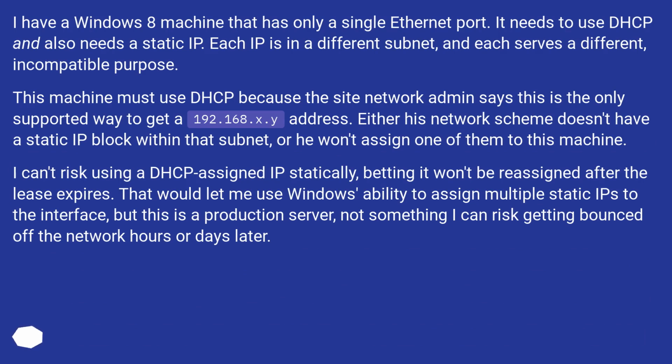This machine must use DHCP because the site network admin says this is the only supported way to get a 192.168.x.y address. Either his network scheme doesn't have a static IP block within that subnet, or he won't assign one of them to this machine. I can't risk using a DHCP assigned IP statically, betting it won't be reassigned after the lease expires. That would let me use Windows' ability to assign multiple static IPs to the interface, but this is a production server, not something I can risk getting bounced off the network hours or days later.